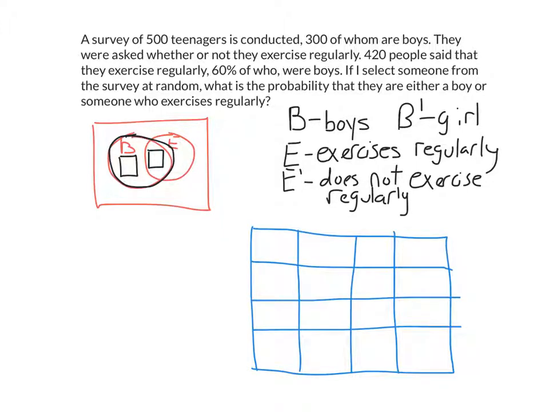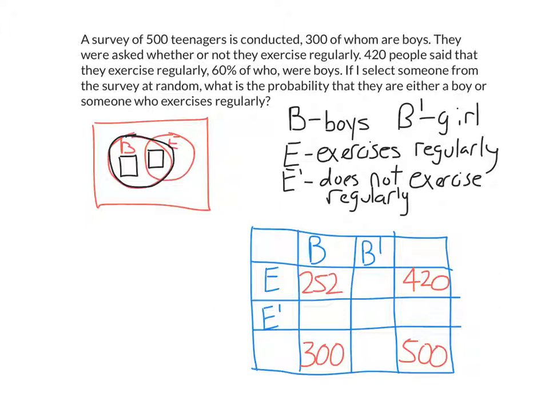So we draw up our 3x3 table. The two ways we have, they're either a boy or not a boy, exercise regularly or doesn't exercise regularly. So we'll now fill this out with numbers. We have 500 people in total. We know that there are 300 boys. We know that there are 420 who exercise regularly, and 60% of these are boys. So 60% of 420 is 0.6 times 420, which is 252. So 252 of those who exercise regularly are boys.